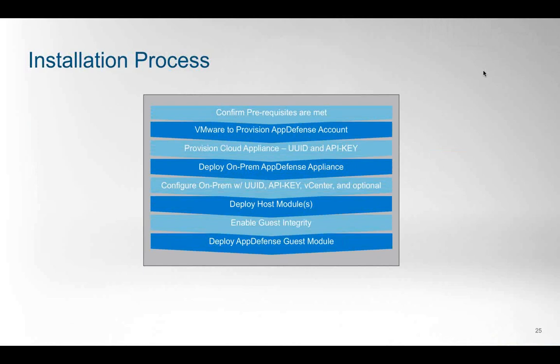Once you're configured and got that connectivity working between your AppDefense Manager and your AppDefense appliance on-prem, you deploy your host module, you enable your guest integrity, and the last thing you do is deploy your guest module, and off you go. You got your AppDefense infrastructure up and running.